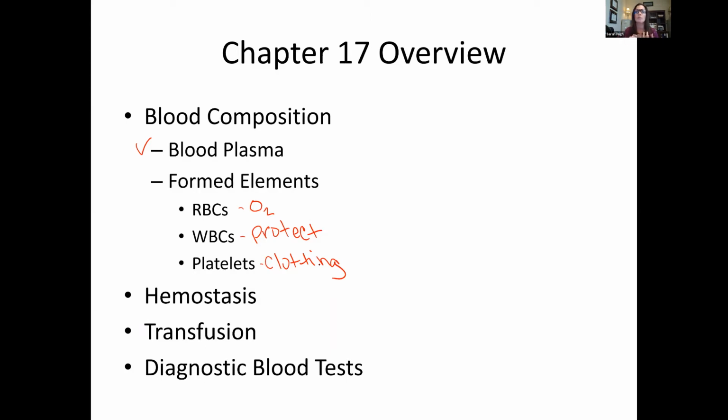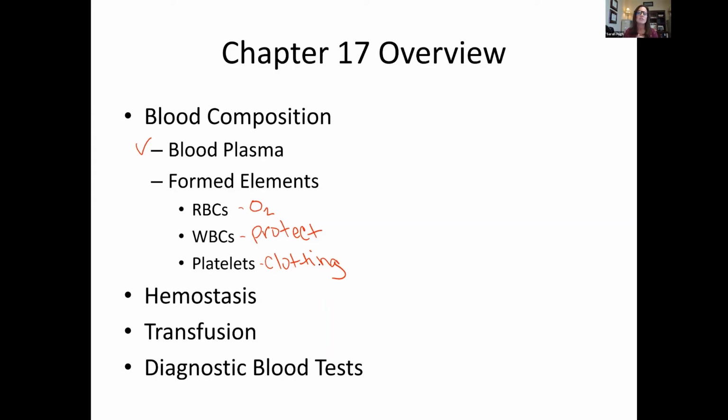We'll also talk about blood groups. So we'll talk about the ABO blood groups. We'll talk about blood typing, and we'll even talk about transfusions, which is, if you need to get blood, you want to make sure that your blood type matches. And we'll talk about what happens if it doesn't. And we call that a transfusion reaction.